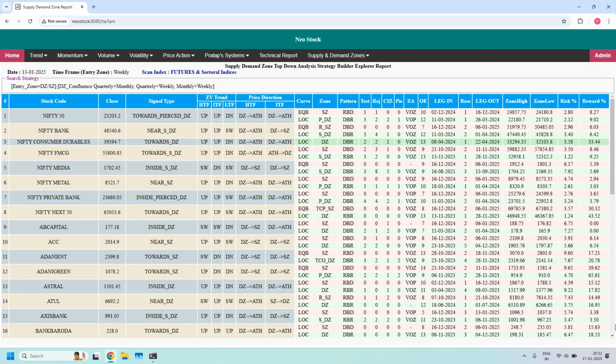Even Nifty 50 is having a pierced demand zone, weekly demand zone. Nifty Bank is also having demand zone. That is also pierced. No, Nifty is not pierced demand zone. Nifty Bank. Okay, I am scrolling the list down for your reference purpose.